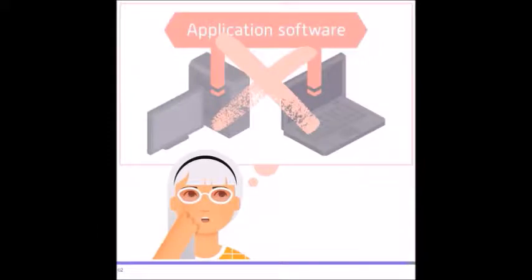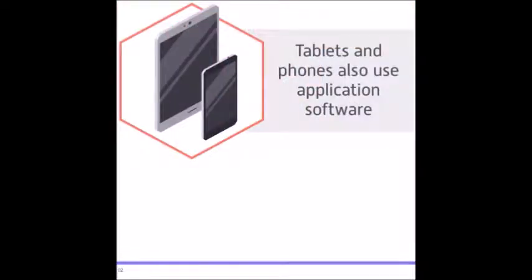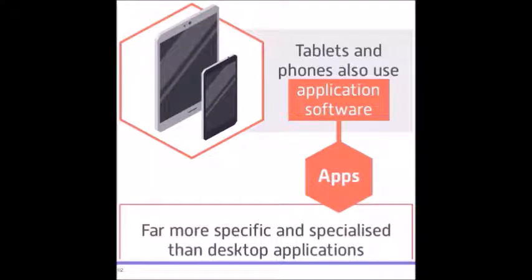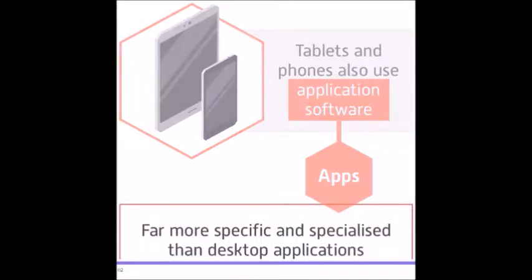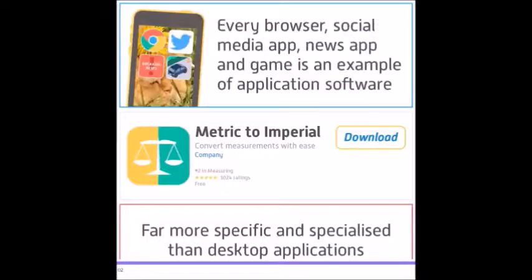It is a mistake to think of application software as something belonging only to desktop and laptop computers. Tablets and phones also use application software, but this has been shortened to a much more familiar word: apps. Mobile apps are often created for purposes far more specific and specialized than desktop applications. You might, for example, download an app whose only purpose is to convert from metric to imperial measurements. Every browser, social media app, news app, and game is an individual example of application software.